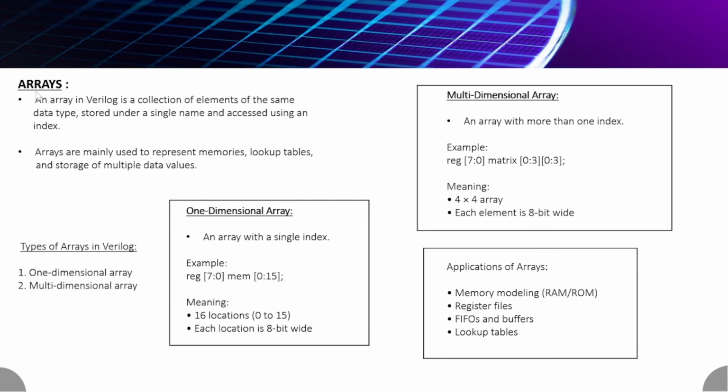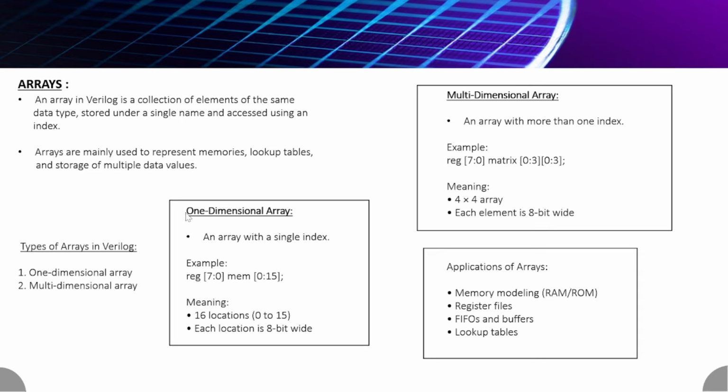Now let's move to the next topic, arrays in Verilog. First, what is an array? An array in Verilog is a collection of elements of the same data type, stored under a single name and accessed using an index. Arrays are mainly used to represent memories, lookup tables, and to store multiple data values efficiently. Now let's see the types of arrays in Verilog. There are two main types: one-dimensional arrays and multi-dimensional arrays.